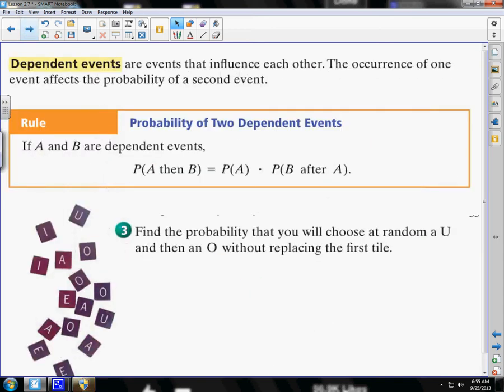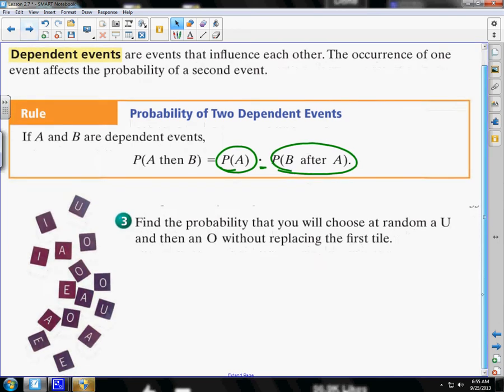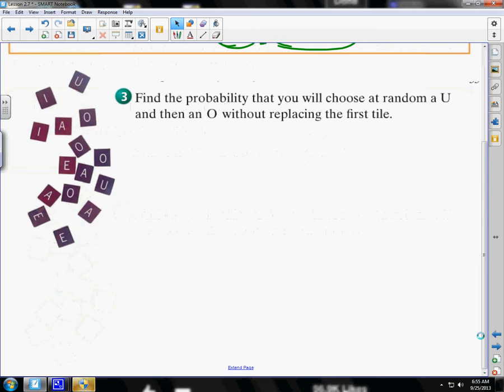Alright, dependent events are events that influence each other. The occurrence of one event affects the probability of a second event. So this is like I pick out a U and then I keep it in my hand and then I pick out an I. For this one, you have to multiply the probability of A times the probability of B after A. So your number on the bottom usually goes down. I'll show you that right here.